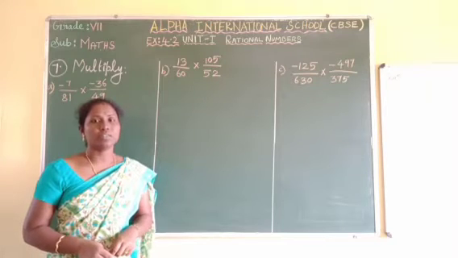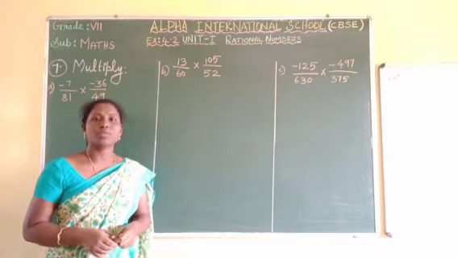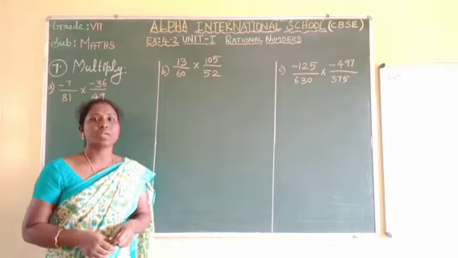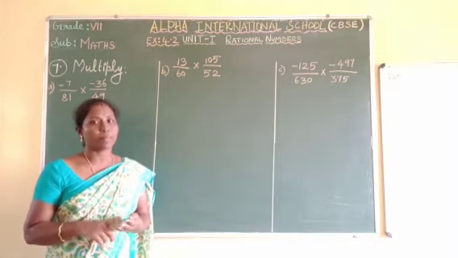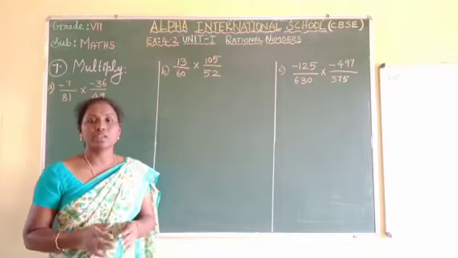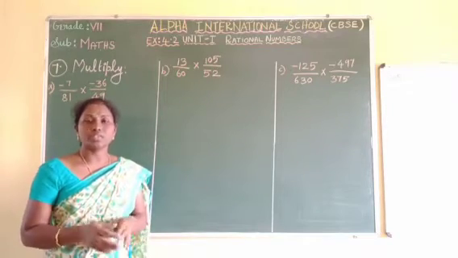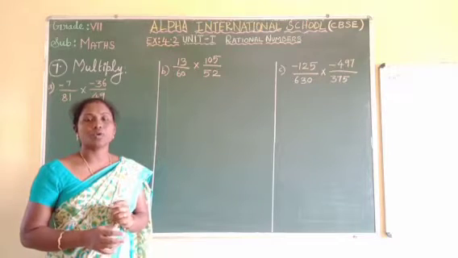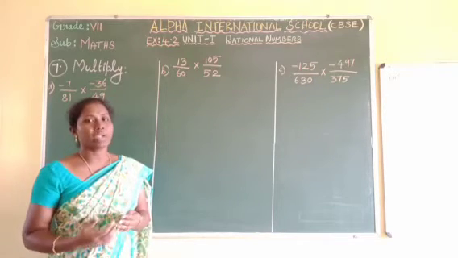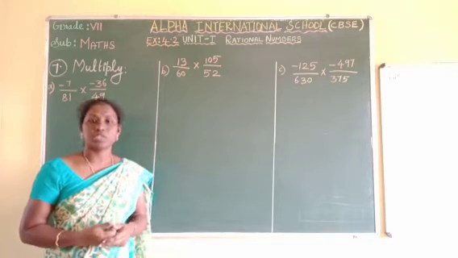Good morning, children. In the last class, we solved problems on rational numbers using the mathematical operations addition and subtraction. I hope you all solved the problems and are very clear on how to add or subtract rational numbers. Today, in this section, we are going to see how to multiply and divide. How to use the operations of multiplication and division in rational numbers.